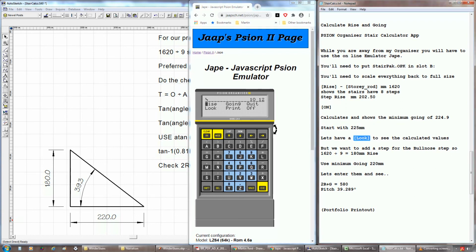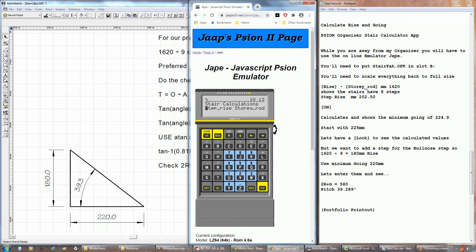You can print them using the comms link, but we'll just have a look at them here. And we've got 202.5, 225. We can come down and we'll see 8 steps, 2r plus g at 630, and just less than 42 degrees, 41.9 degrees. So that we could print that, and you could put that in your portfolio, and that would show an assessor that you can use the Organiser stair calculator.